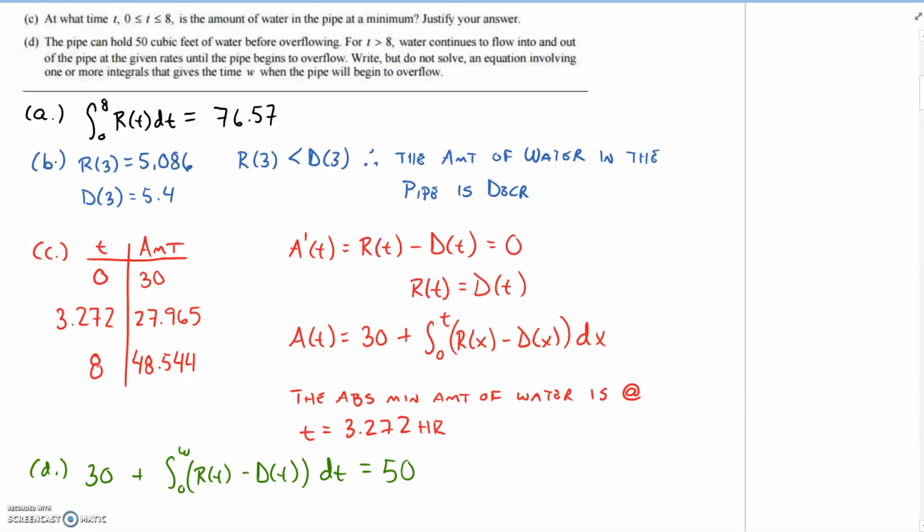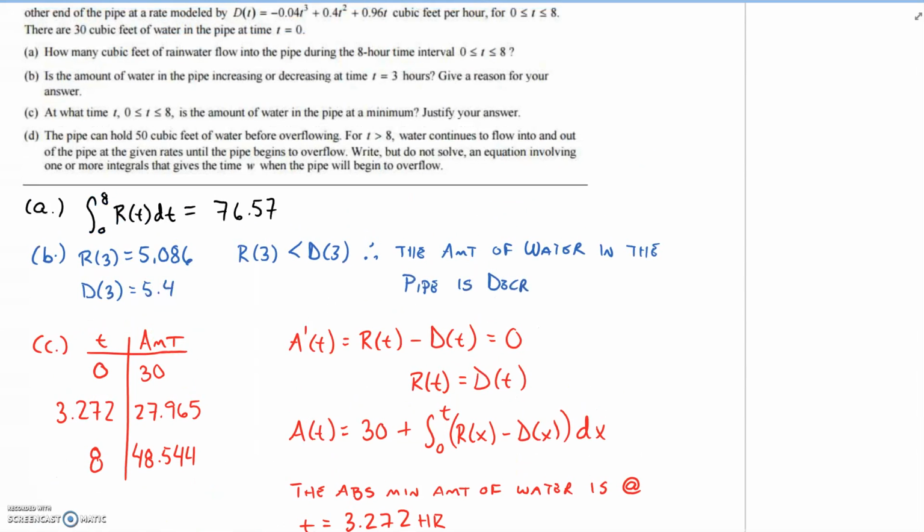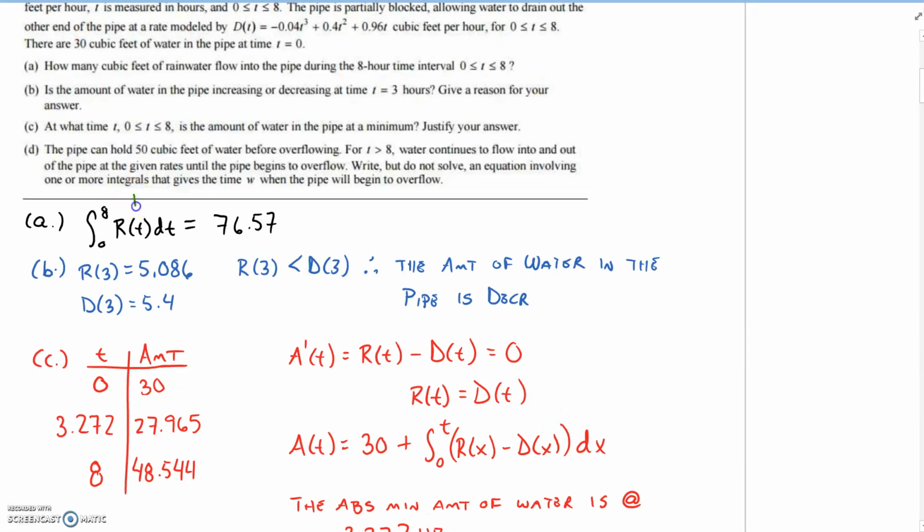For this problem, this is 1 point. We're writing the integral of r of t dt. 1 point for the final answer. 1 point for looking at r of 3 and d of 3. And then 1 point for the answer with justification.